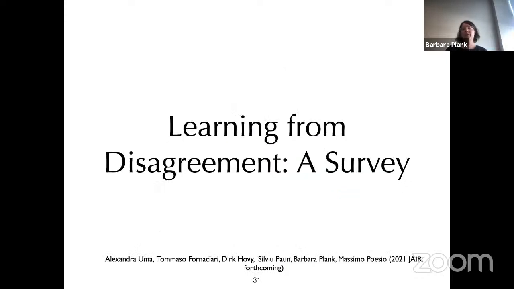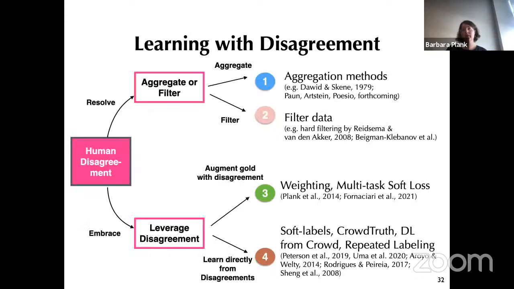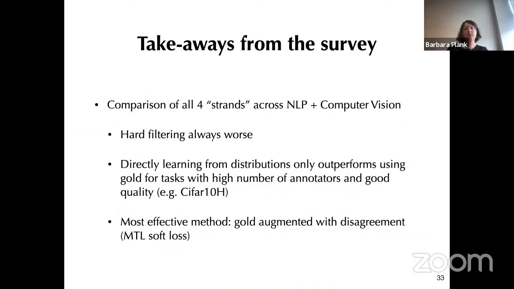But now, this is just 2 examples from this big strand, right? I've plotted before. So recently, we looked at all of these 4 directions in more detail, and there's a survey actually coming out. And we looked at these 4 directions with evaluation across both NLP tasks and computer vision tasks, because quite some of this literature comes from, for instance, Peterson et al. comes from the computer vision direction. But we'll just summarize briefly some of the key findings.